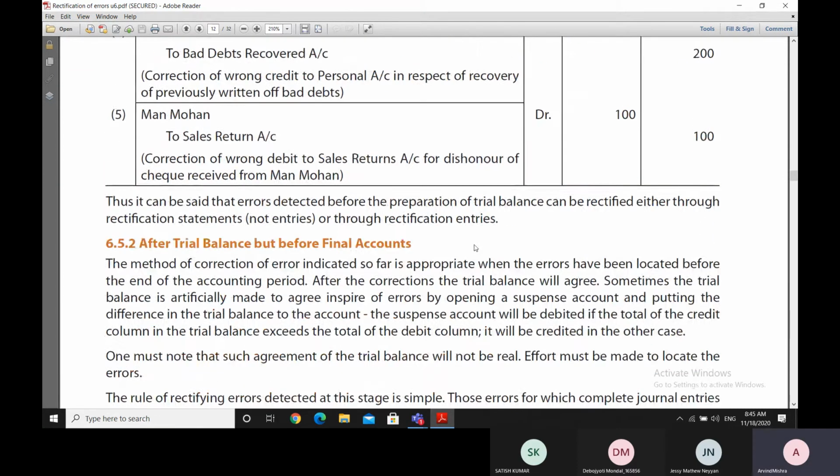So that is why we are making this entry here that we are debiting Manmohan, where the debit entry should have actually gone, and the sales return account where the entry has been wrongly debited, it has been removed from there by crediting the sales return account.